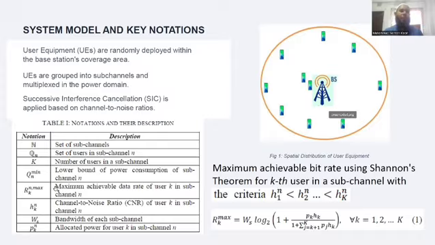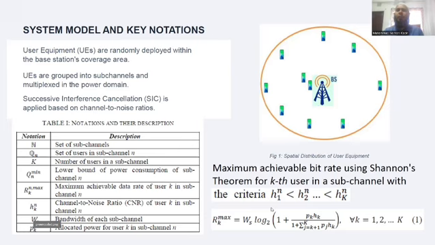Some of the notation is important to mention. For example, Q_n, which is the lower bound of power consumption for channel n. Here we have R subscript k,n, which is the maximal achievable data rate for user k in channel n. H is the channel to noise ratio, CNR, for user k in sub-channel n. And W_s is the sub-channel bandwidth, and P_k,n is the allocated power for user k in sub-channel n.